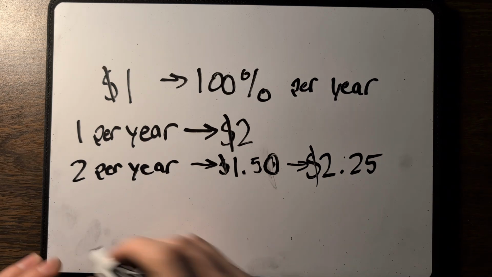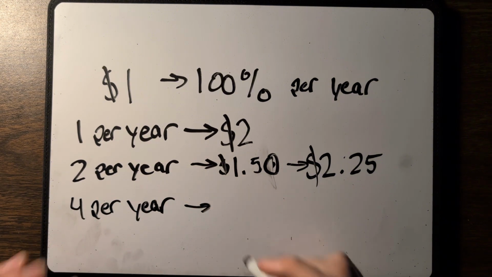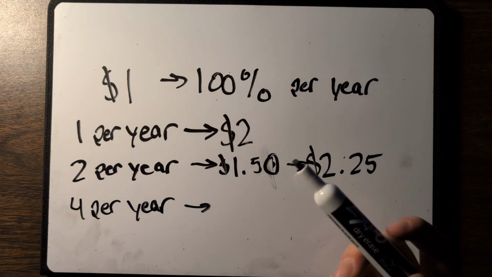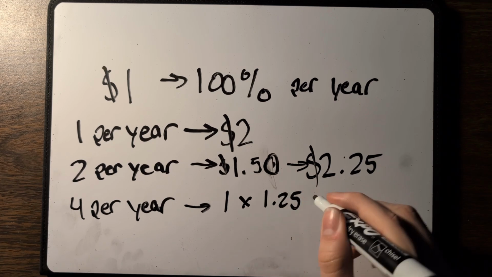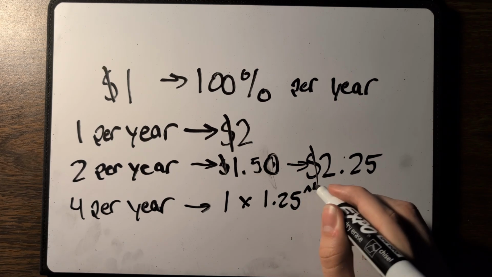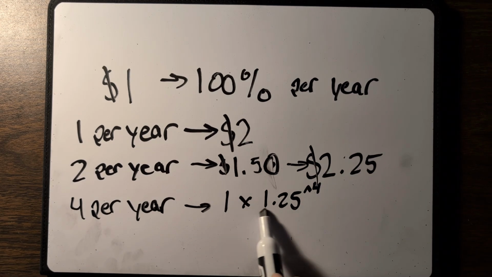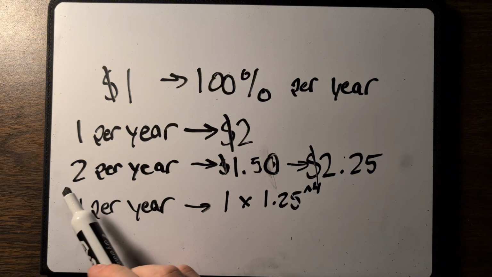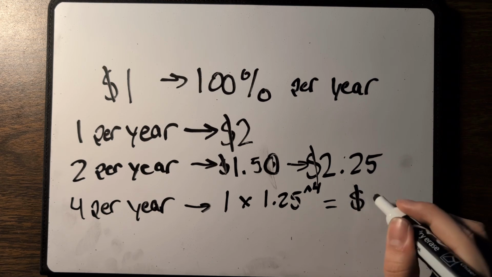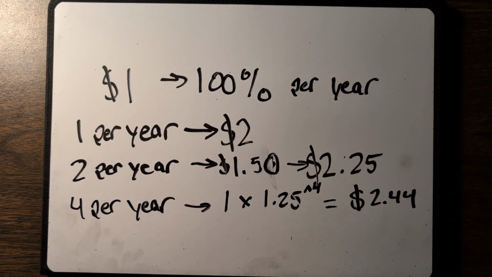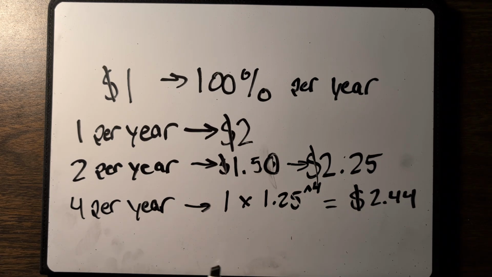Well, what about 4 times a year? This would be our formula: 1 times 1.25 to the power 4, right? Because it's 1 and then this quarter because we're doing it quarterly. Well, this yields $2.44, even more than if we just did it 2 times per year.